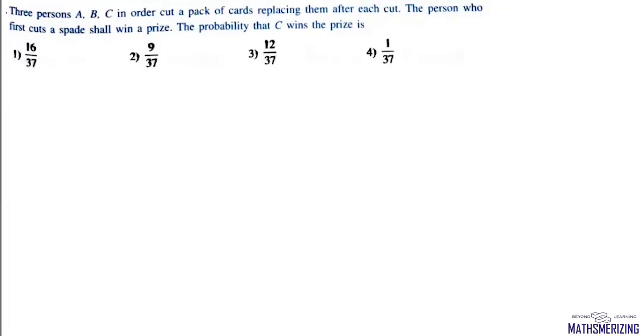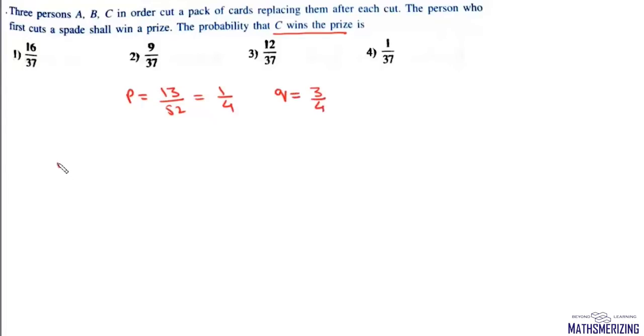Now here the question is, 3 persons A, B and C in order cut a pack of cards, replacing them after each cut. The person who first cuts a spade shall win a prize. Find the probability that C wins the prize. Now any person who is going to cut a spade is going to win a prize. Now we have 13 spades and total we have 52 cards. So probability of cutting a spade is 1 by 4 and probability of not cutting a spade is 3 by 4.